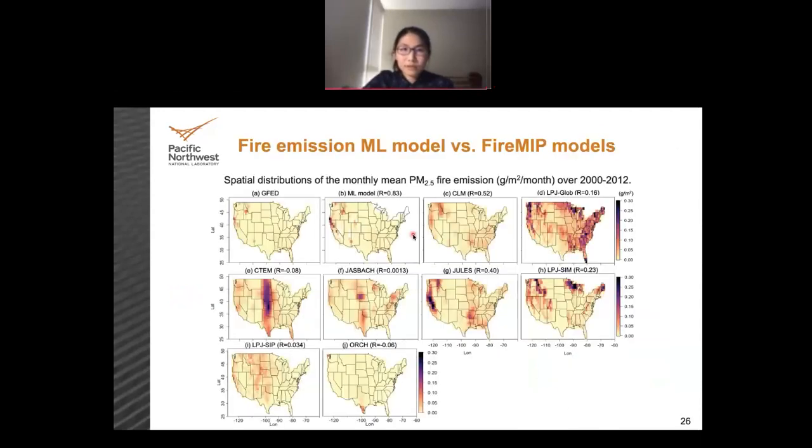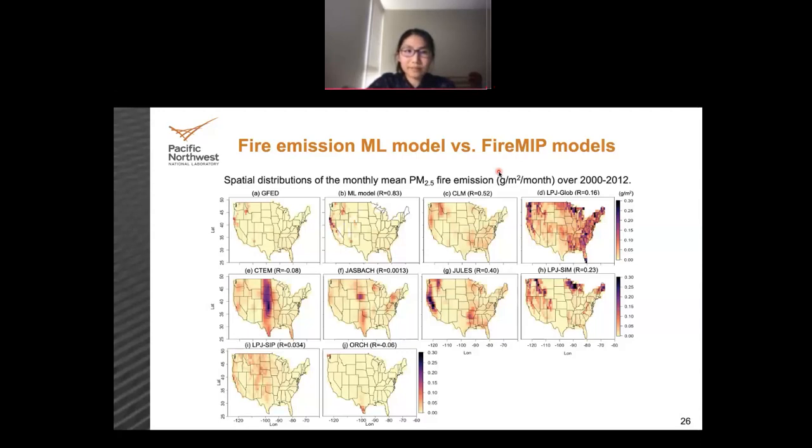So here shows, for this model, besides comparing with GFED, we also want to compare with the FireMIP process-based model and just try to see which one performs the best. And for the one that doesn't perform well, how can we improve it? So that's the goal of this study.